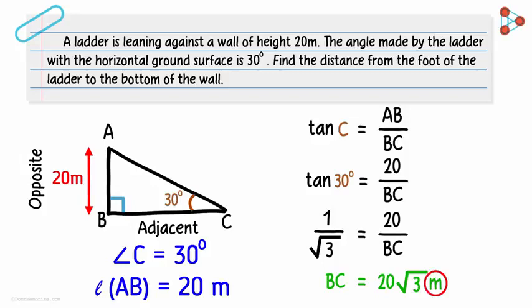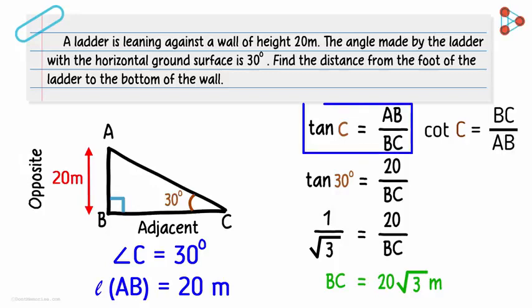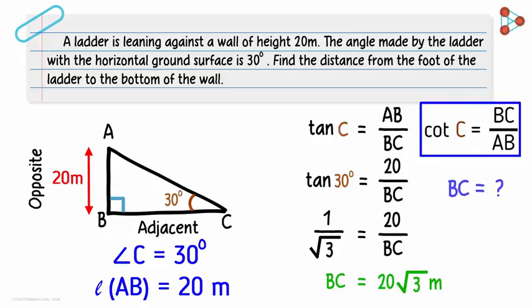Don't forget the unit here, which is meters. So the distance between the foot of the ladder and the bottom of the wall is 20 root 3 meters. You would have got the same answer if you had used cot instead of tan as well. We will leave it as an assignment for you to verify that. In the next video, we will look at another example. See you there.